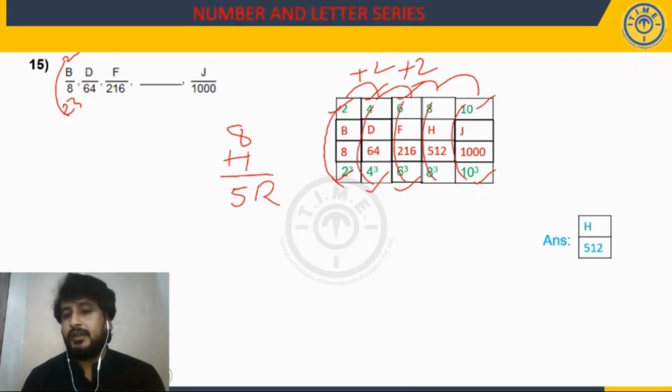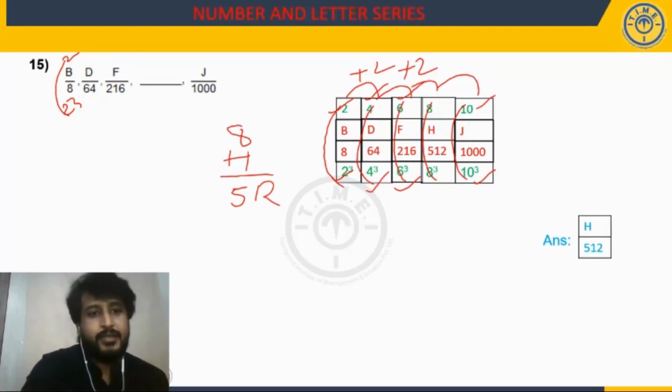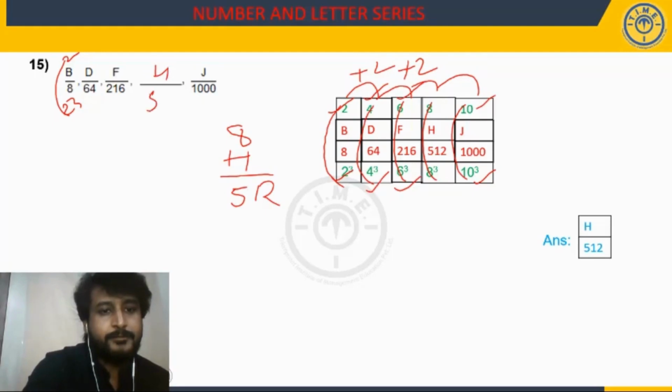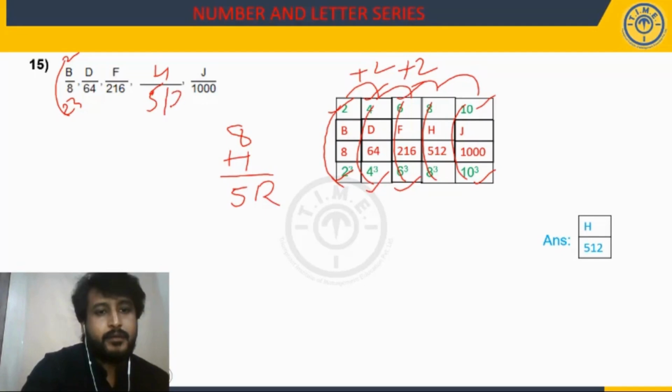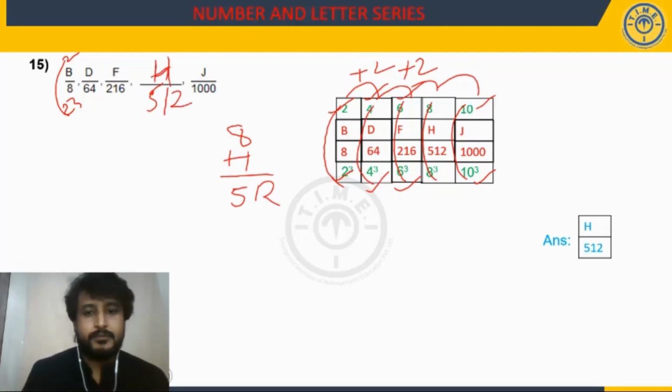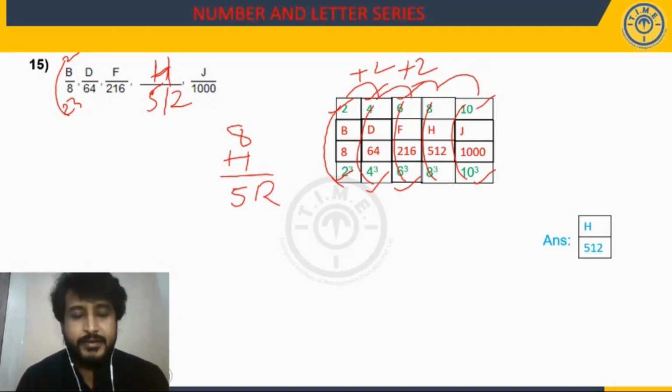J's place value is 10 and 10 cube is 1000. So 2, 4, 6, blank, 10, nothing but consecutive even numbers. So the missing even number is 8. So which letter's place value is 8? H, and 8 cube is 512. So the answer is H by 512. You are able to understand, right?